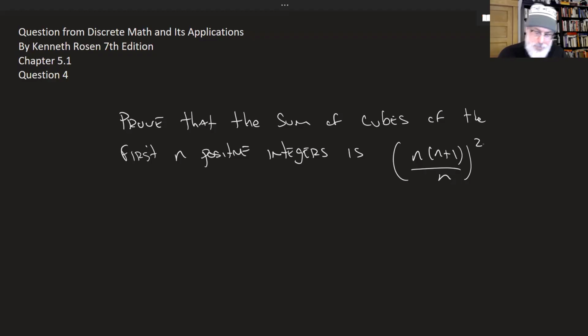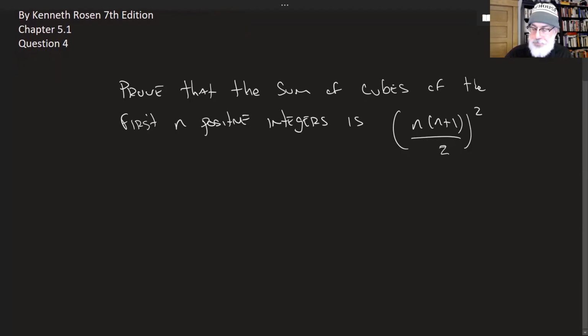Today we are proving that the sum of cubes of the first n positive integers is equal to n times n+1 divided by 2. I don't know why I wrote n squared. This is from Rosen, Discrete Mathematics and its Applications, Chapter 5.1, and this is question 4. The 7th edition is question 4, so if you're using a different edition, this could be another question, 5, 6, 7, whatever. For me, it's 4.